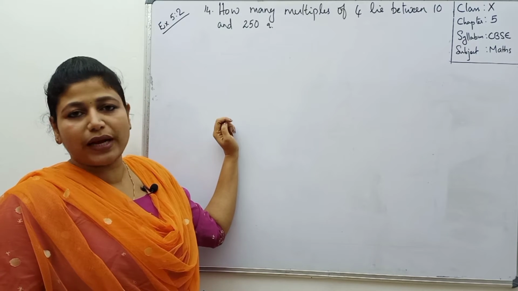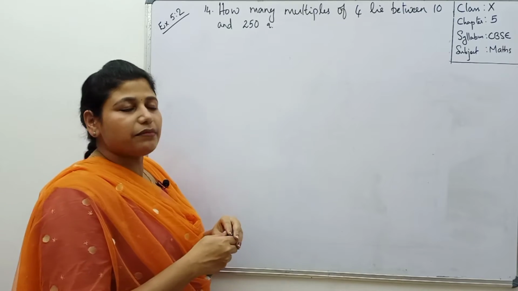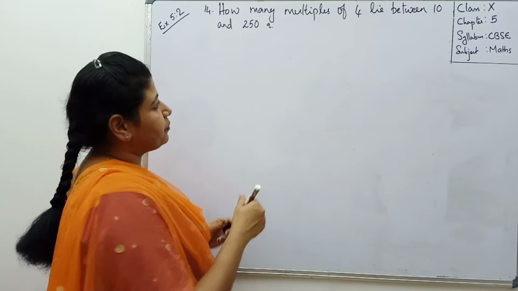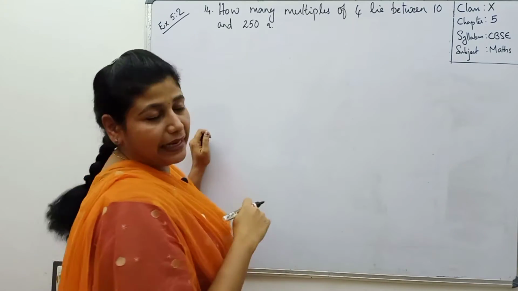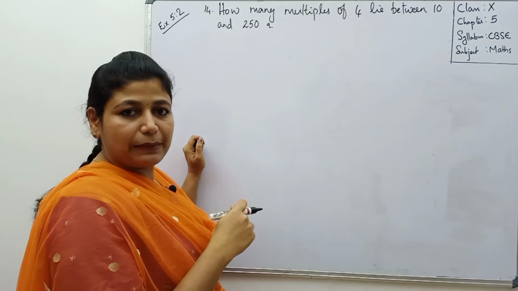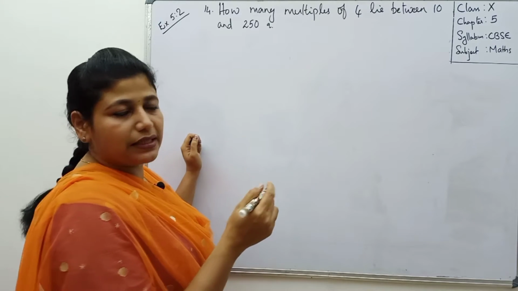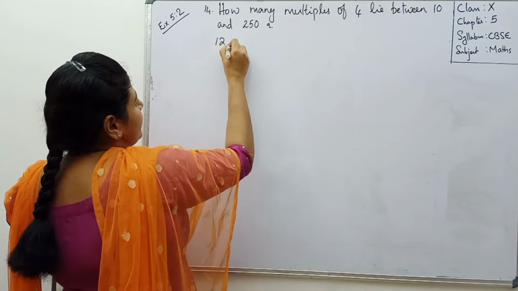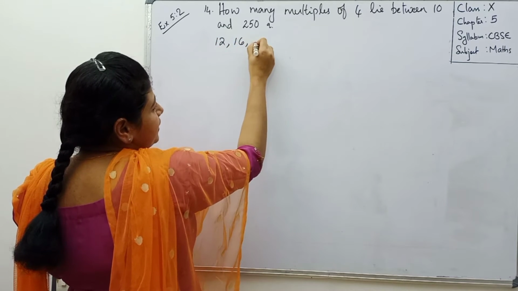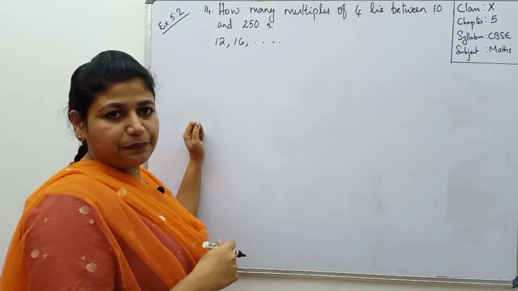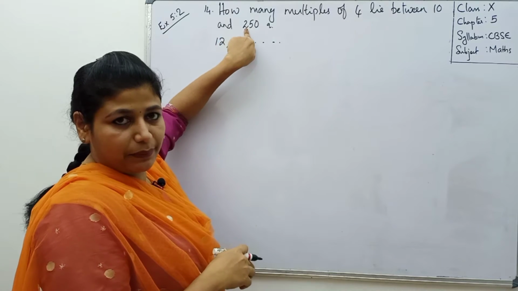So first we have to write the progression. First number is 10. After 10, 10 is not a multiple of 4. After 10, 12 is the multiple of 4. So we can write the first term as 12. Then 16, etc. What about the last term? 250 is not a multiple of 4.